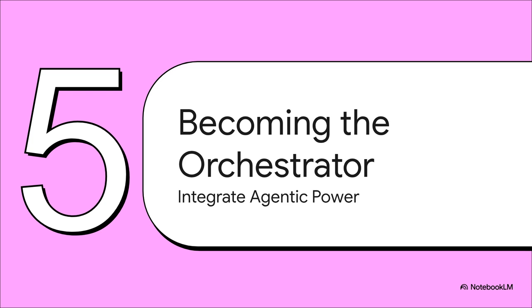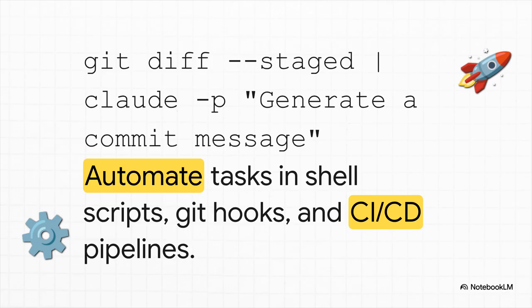So let's pull all this together. We've got the secure environment, we're engineering great context, and we're using advanced workflows like subagents. How do we weave all this into our day-to-day and really step into that orchestrator role? The answer is headless mode. By using the little -p flag, you turn the Claude agent into a classic command line utility. And that means you can use pipes. Just look at this example. You can pipe your staged Git changes directly into Claude and tell it to generate a perfect commit message for you. This unlocks a whole world of automation in your shell scripts, your Git hooks, your CI/CD pipelines, everywhere.